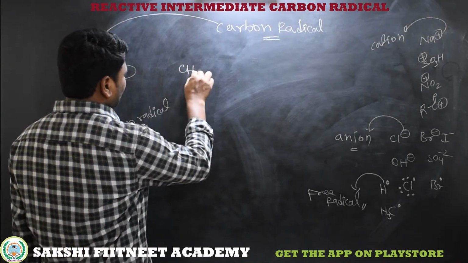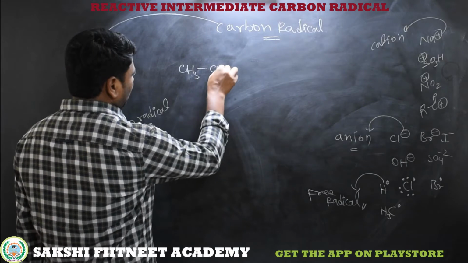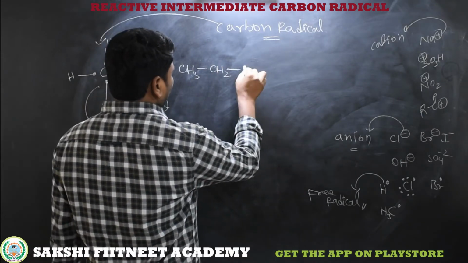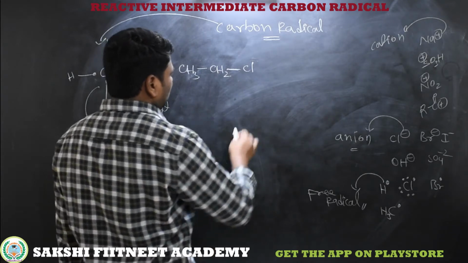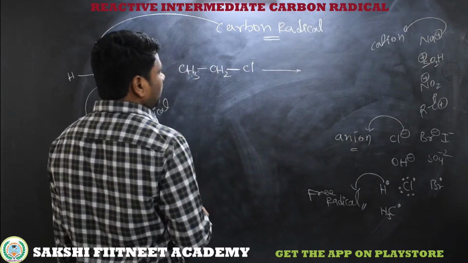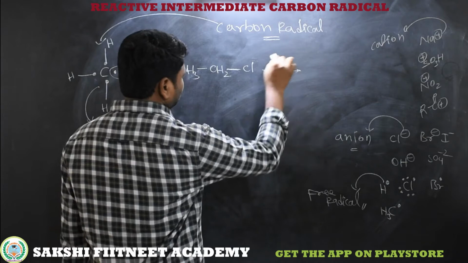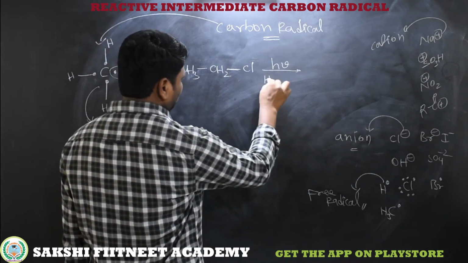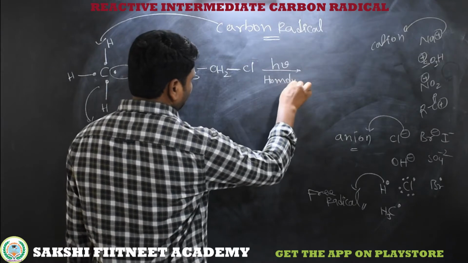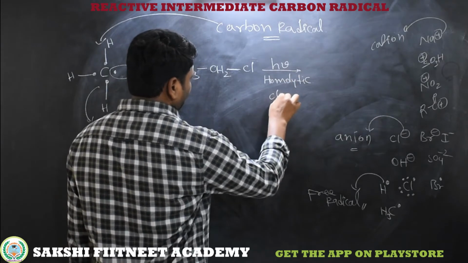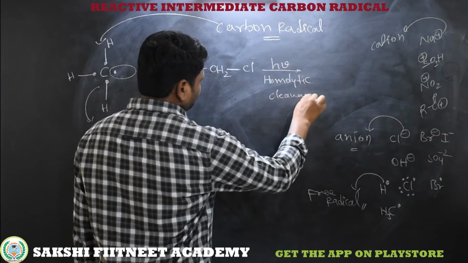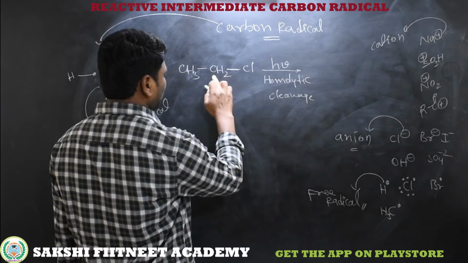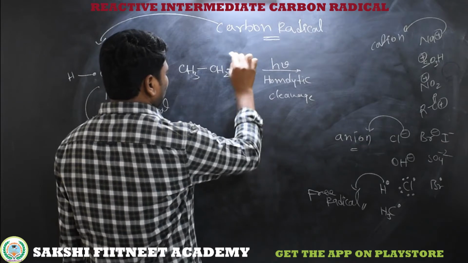For example, here I am taking CH3 bonded to CH2, which is bonded to Cl, bonded to chlorine. Homolytic cleavage is possible under photochemical conditions, that is homolysis or homolytic cleavage. Here on homolytic cleavage, I am just considering the carbon to chlorine bond. This bond breaks homolytically.